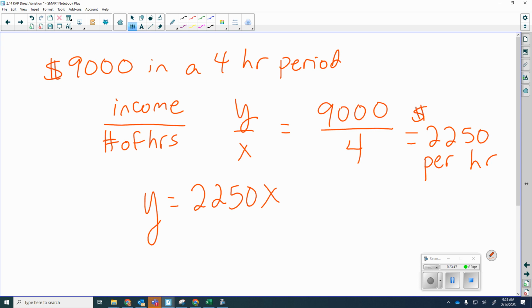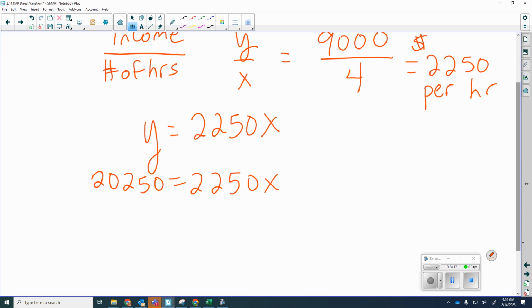Part B says estimate how many hours it would take the restaurant to earn 20,250. Well, I'm looking for 20,250. So I need to replace one of my variables. Which variable am I going to replace? Why? How do you know? Because what is 20,250? Is that income or is that hours? That is income. So I'm going to replace y here. So 20,250 equals 2250x.